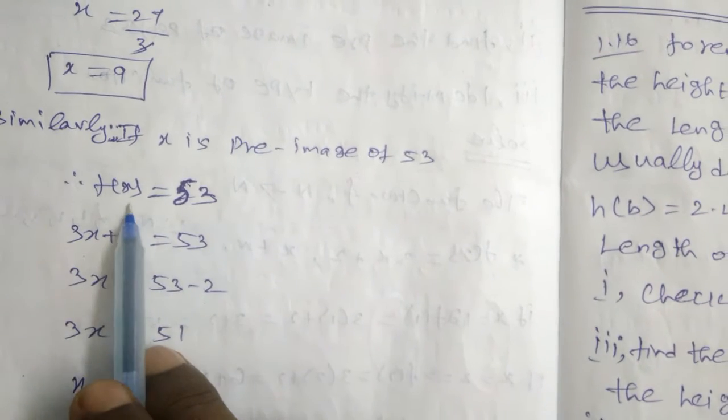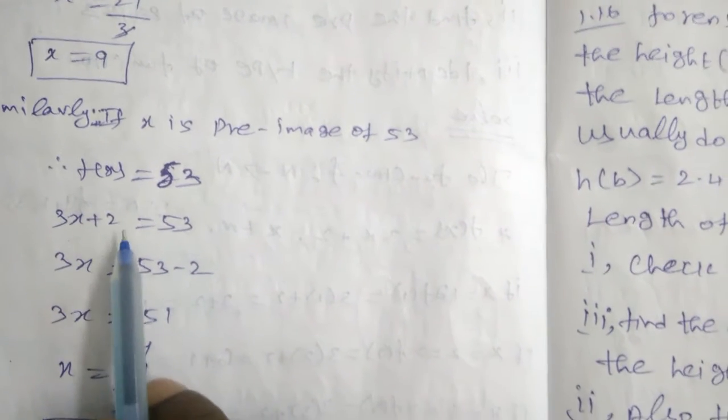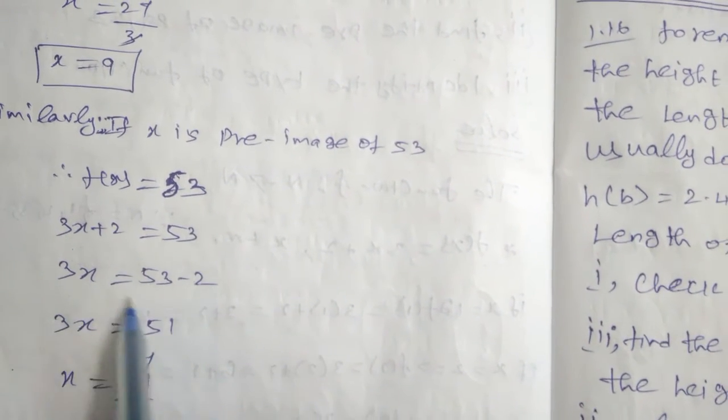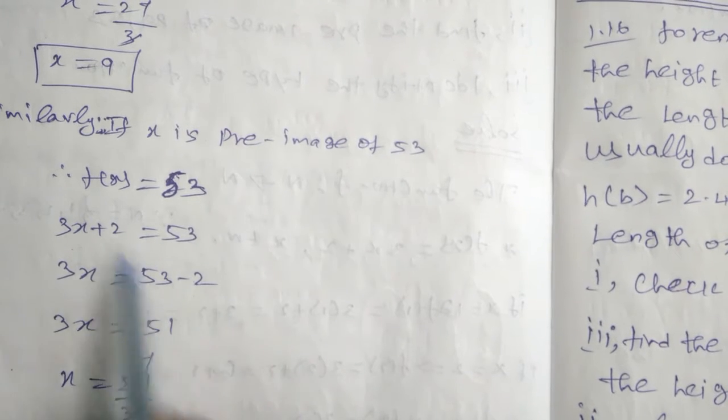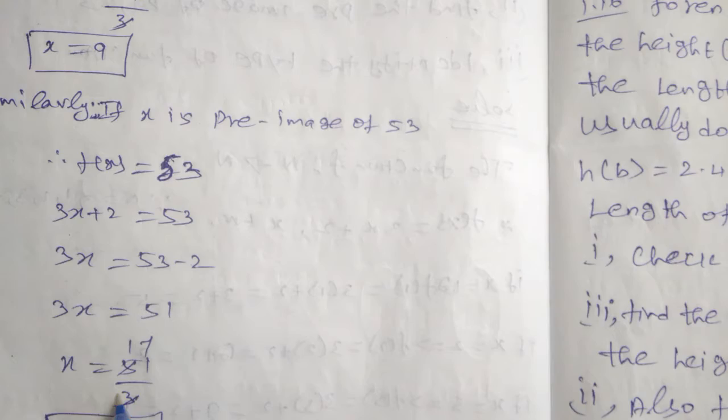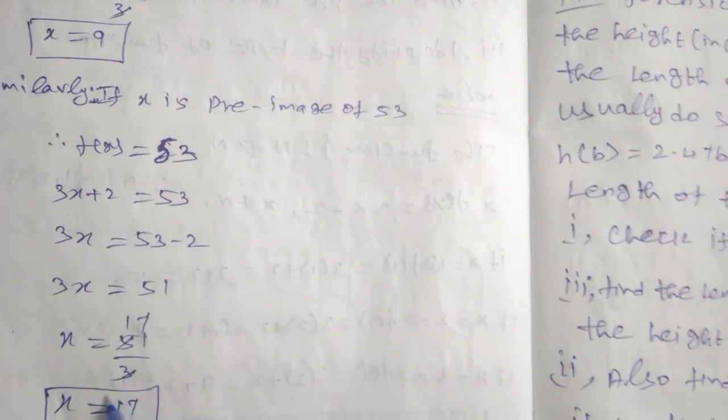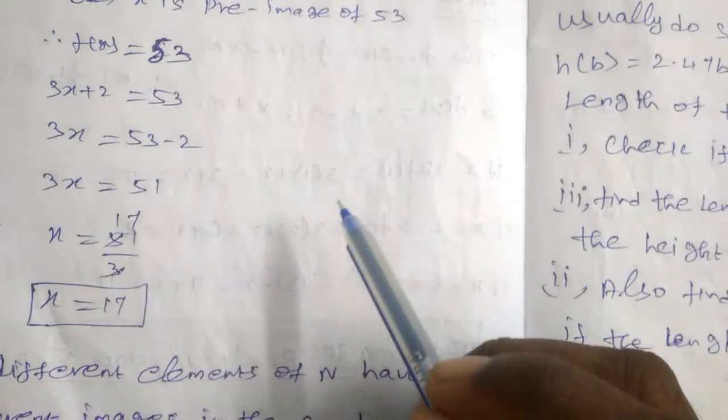Similarly, if x is the pre-image of 53, f of x equals 53. We already know f of x is 3x plus 2, so 3x plus 2 is equal to 53. 3x equals 53 minus 2, since the 2 goes to the opposite side as minus 2. 3x equals 51. x equals 51 by 3. Cancelling, we get x equal to 17.